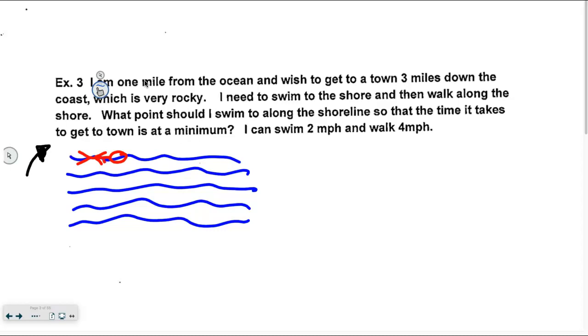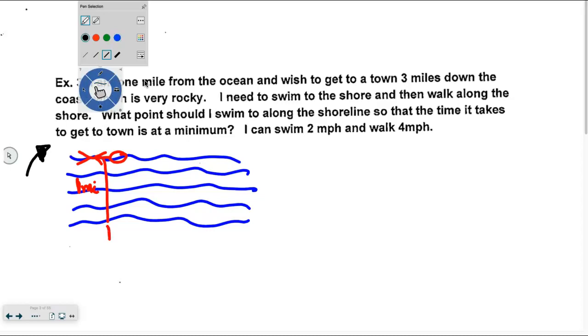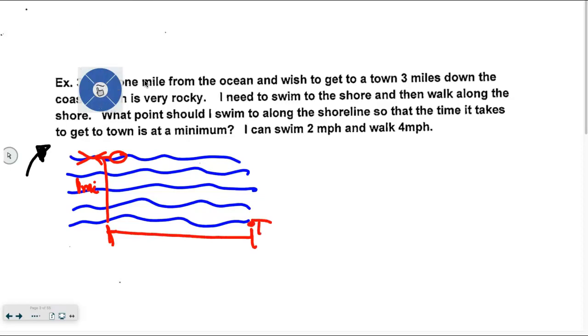And I'm 1 mile out, it says. So I'm going to put a 1 mile right on that leg. And I want to get to a town 3 miles down the coast. So I'm going to grab this. Let's go down the coast here. I want to go, here's my town, right here, and it's 3 miles. I need to swim to the shore and then walk along the shore.